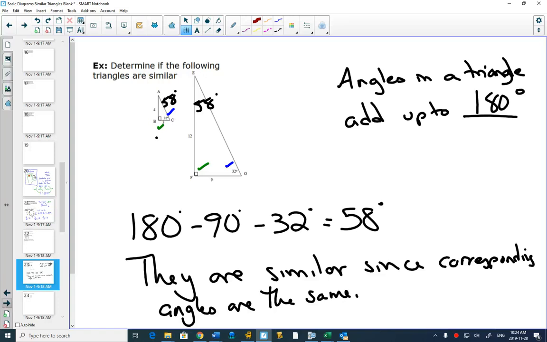How do you go from here to here? What's the scale factor? What do I have to multiply to go from 3 to 9 or from 4 to 12? You have to multiply by 3. So it is a similar, they are similar triangles.